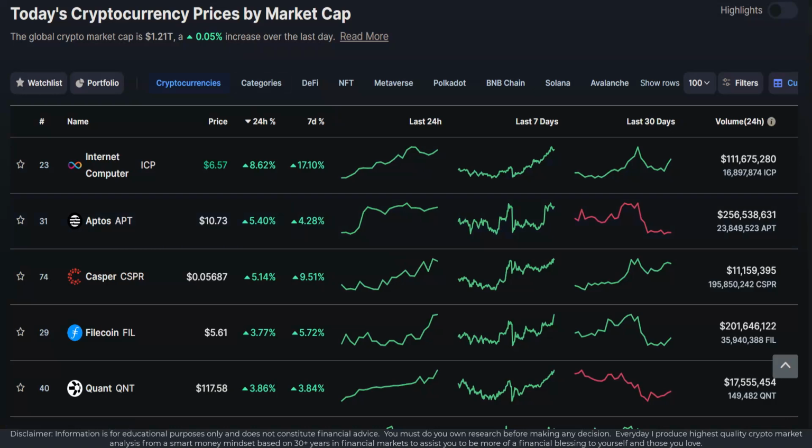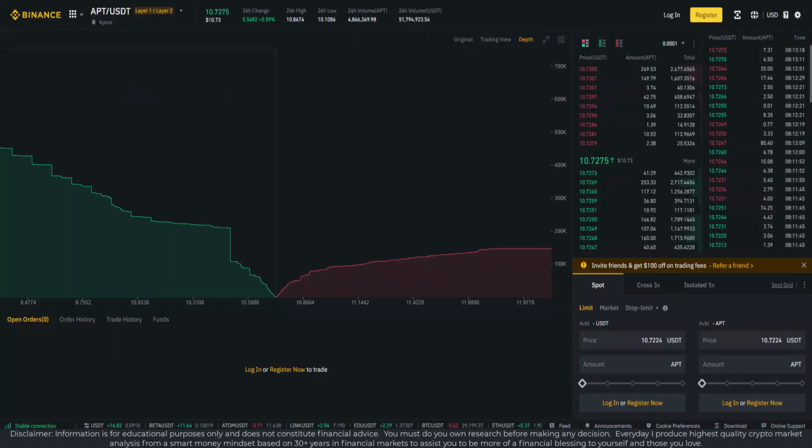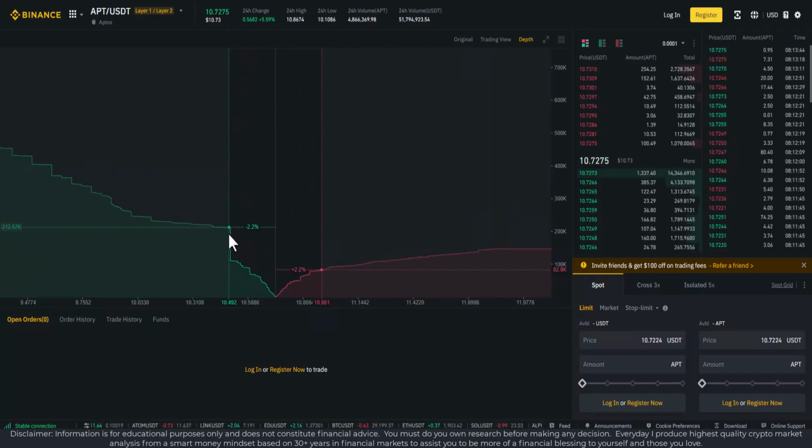Let's have a look at the depth chart on Aptos. We can see Aptos's depth chart is really, really different from the other two. Who is in command here? Well, it's the buyers. What are the buyers saying? They're saying to the sellers, no, I don't think so. I'm not going to buy at 10.7275. I'm going to buy down here around the 10.492 mark.